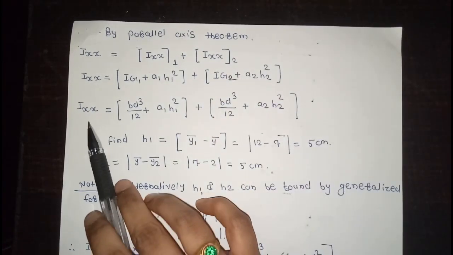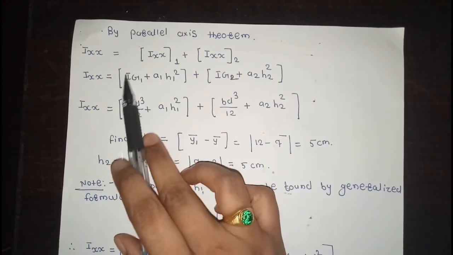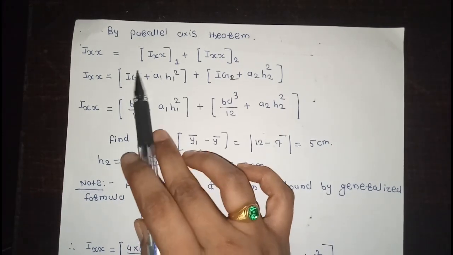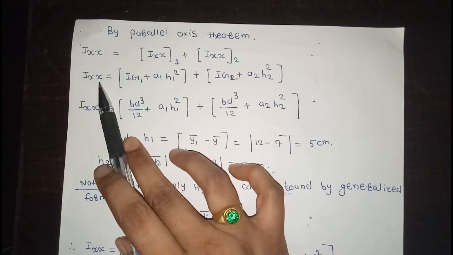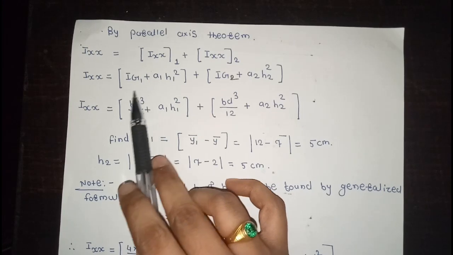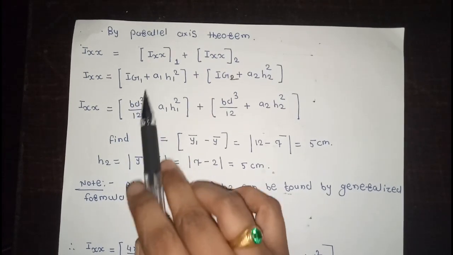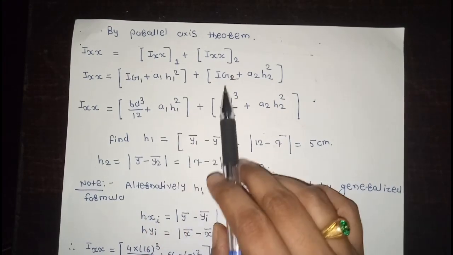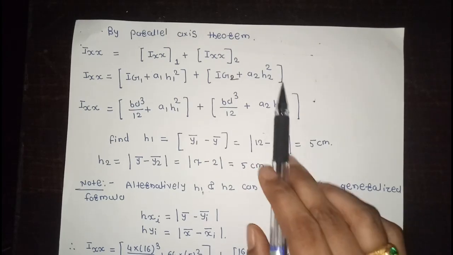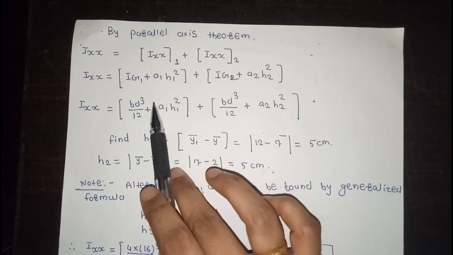Okay, so first of all Ixx, what is the value of Ig1? Ig1 means moment of inertia about centroid. So this is the rectangle about x-axis. The formula for moment of inertia of a rectangle about x-axis is bd cubed by 12 plus A1H1 square plus Ig2, bd cubed by 12 plus A2H2 square. This is section number 2 and this is section number 1.